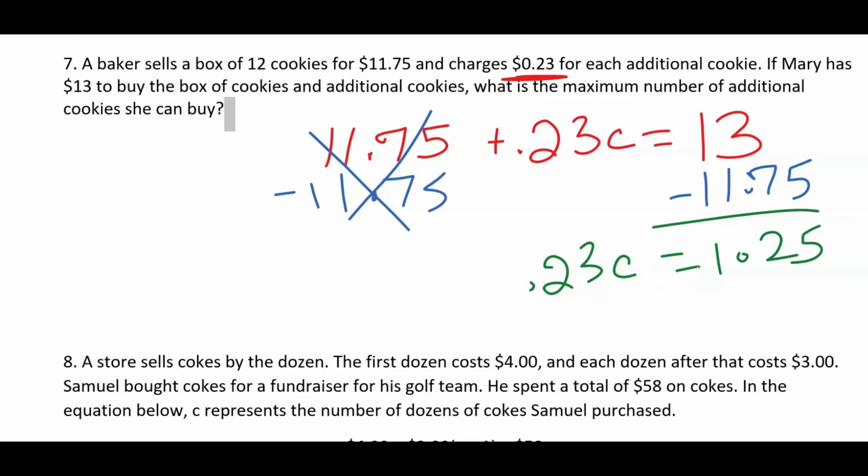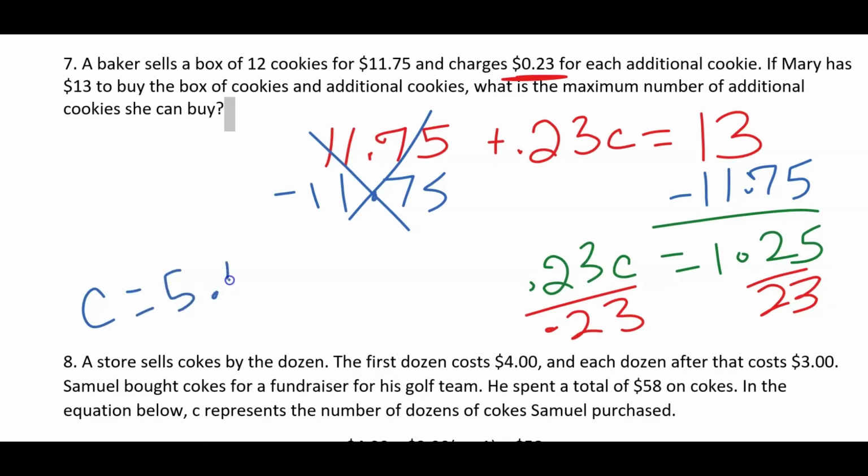And if I divide both sides of my equation by 23, because that's 23 times C, I get C equals 5.43, and it's this crazy number that just kind of keeps going on. Looks like an irrational number, and it just keeps going.